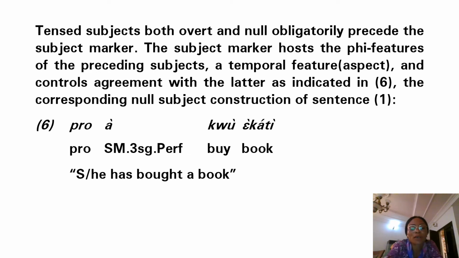Subjects in this language, both overt and null, obligatorily precede the subject marker. The subject marker hosts the phi features of the preceding subjects, a temporal feature, and controls agreement with the latter as indicated in 6, which is the corresponding null subject construction of sentence 1.